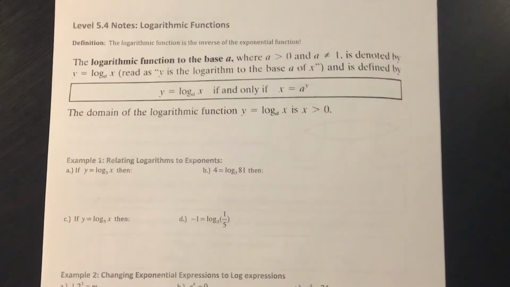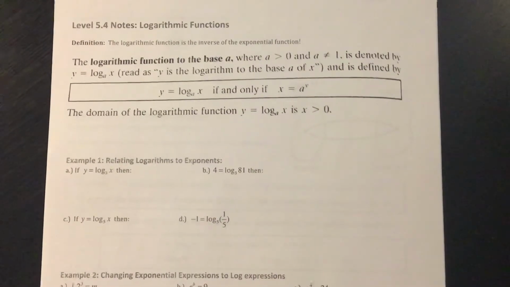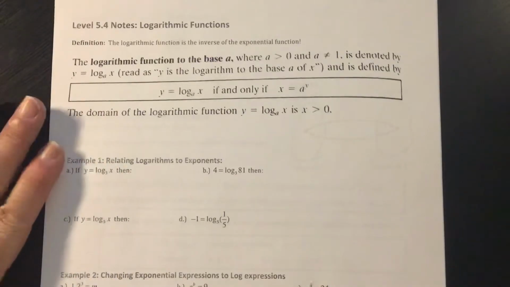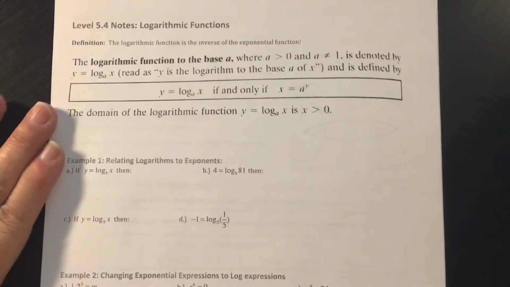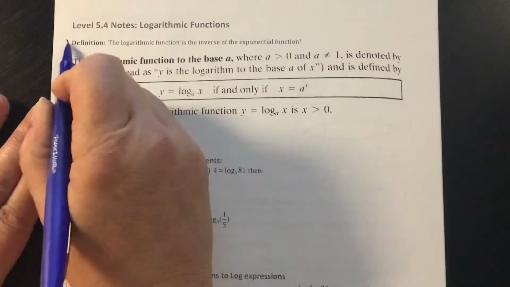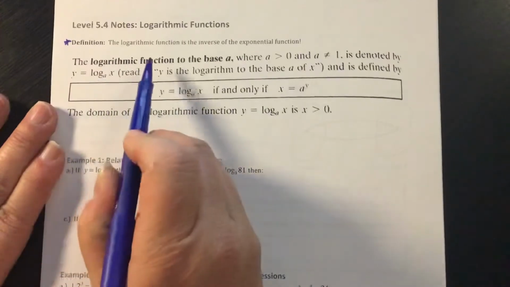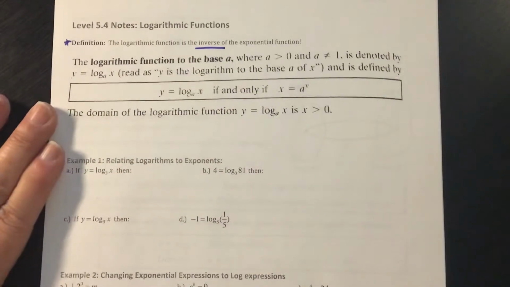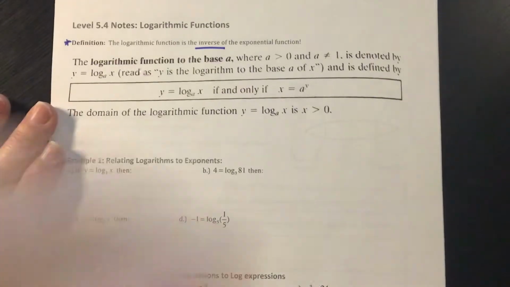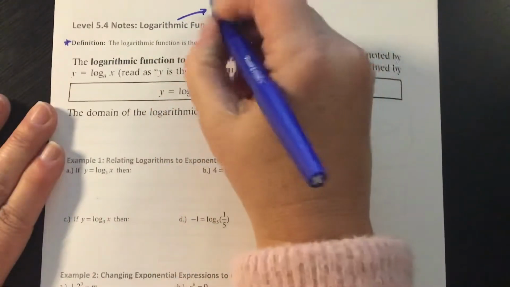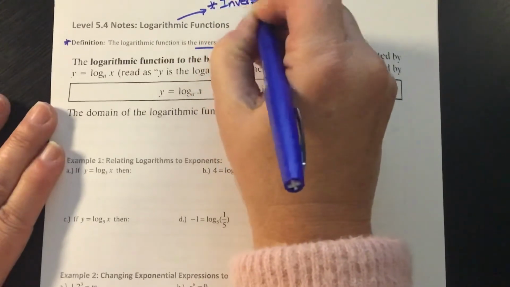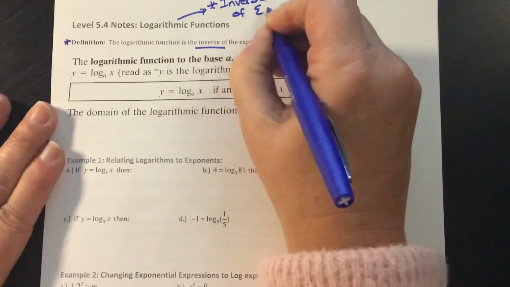Right, so this lesson is all about logarithmic functions and writing equations of logarithmic functions as it relates to exponential functions. And it says here by definition that the logarithmic function is the inverse of an exponential function. So logarithmic functions, I'm just going to make that note up here, are the inverse of exponential.